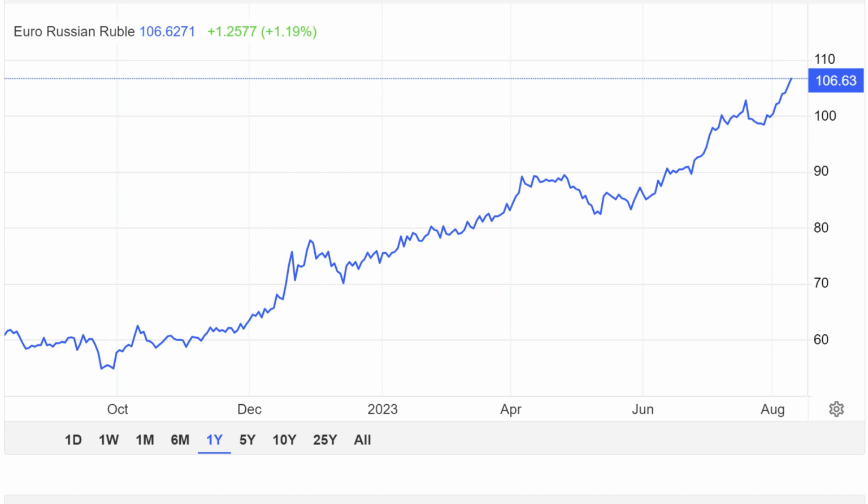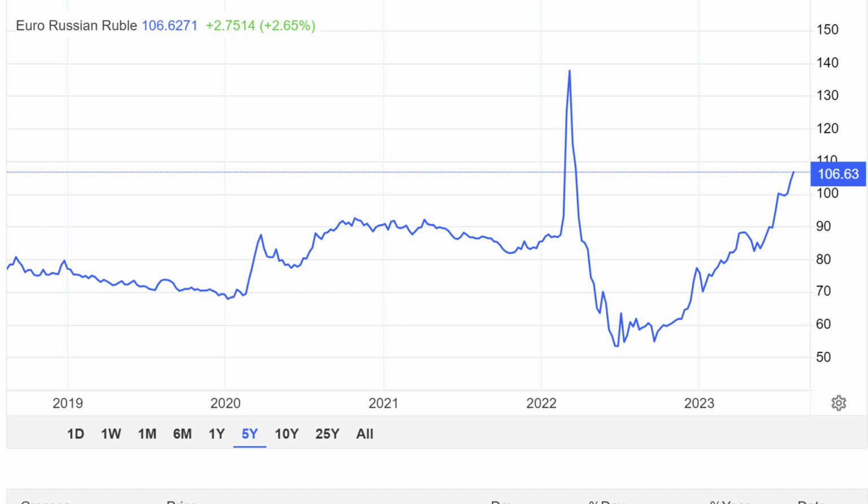This chart shows the movement in the exchange rate between the euro and the Russian ruble over the course of the last 12 months. This time last year, 1 euro was trading for around 60 Russian rubles. Today, it's trading for more than 106, which means that over the course of the last 12 months, the ruble has declined in value against the euro by 75%. And over the course of the last 6 months, we have seen a decline of 36%. And if you look at the shape of this chart, you can see that there has been a consistent decline in the value of the ruble over the course of the last year.